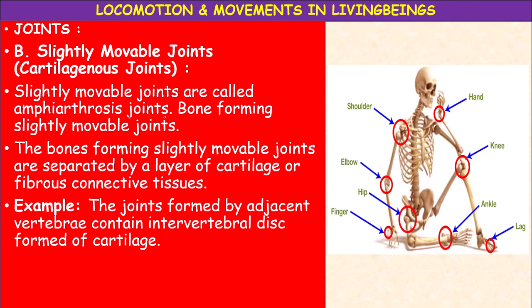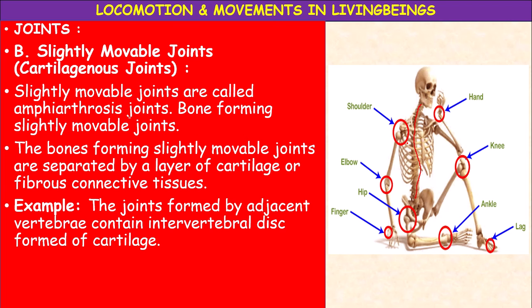For example, the joints formed by adjacent vertebrae. Adjacent vertebrae means, here you can see, the joints formed in the adjacent vertebrae contain intervertebral discs. Intervertebral means inter, in between the vertebrae. The discs are present, which are made up of cartilage.